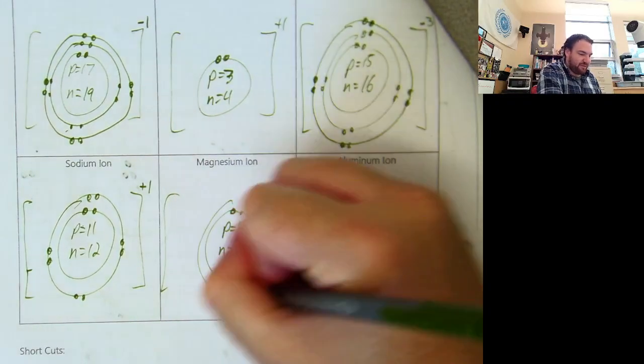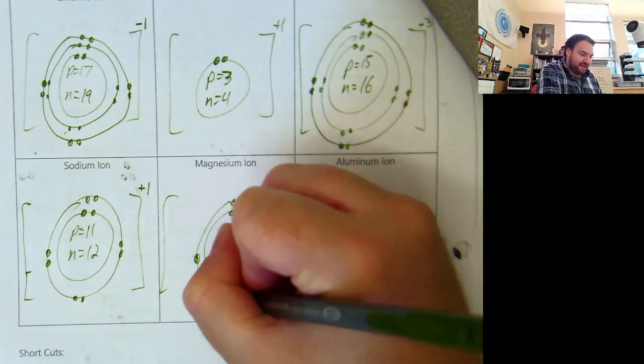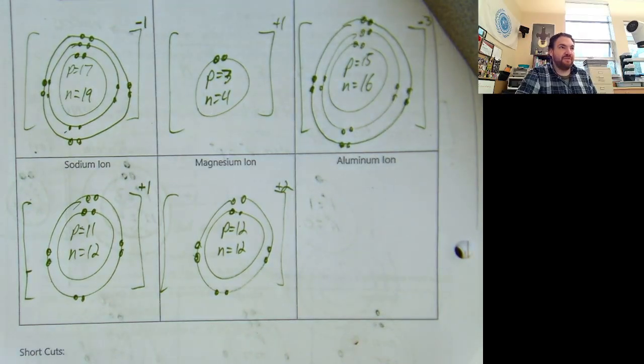1, 2, 3, 4, 5, 6, 7, 8, 9, 10. And we're done. There should have been 12, plus 2 means we've lost 2 electrons, and we're done.